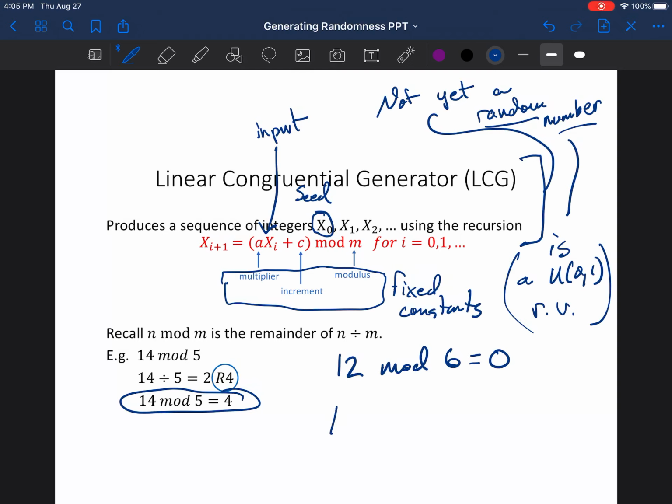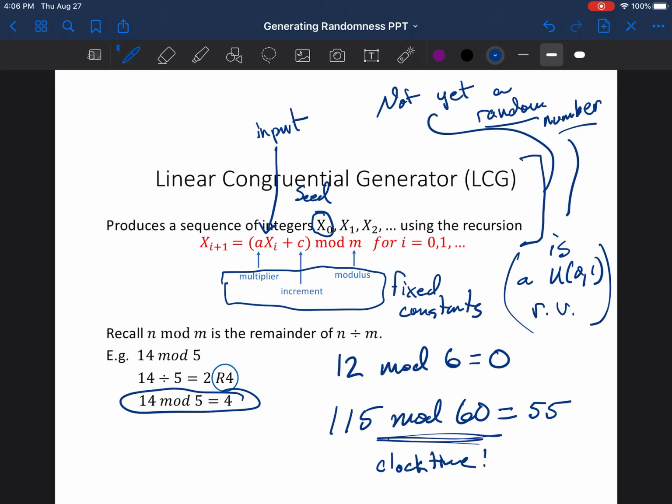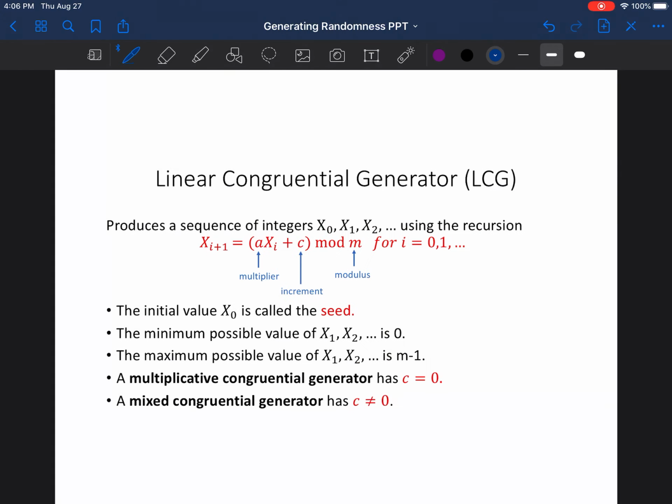If you take, say, 115 mod 60, well, what is that? That's going to be 55, because the remainder is 55 when you divide by 60. And I use 60 on purpose because this is a kind of modulus that we compute all the time. You can think of this as a clock time. So we use modulus quite a bit, actually. We use them often with time: 7 days a week, 24 hours in a day, 60 minutes to an hour, and so on and so forth.